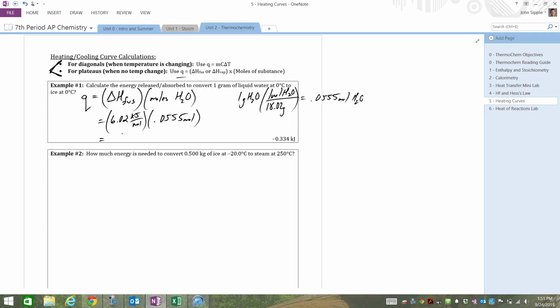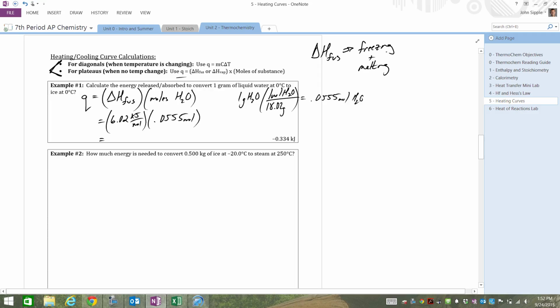Yes. You have to know whether or not you're going... Fusion is for freezing and melting, and vaporization is for boiling, right? Going from liquid to gas, or condensing, going from gas to liquid. Good question. So delta H fusion is for freezing and melting.